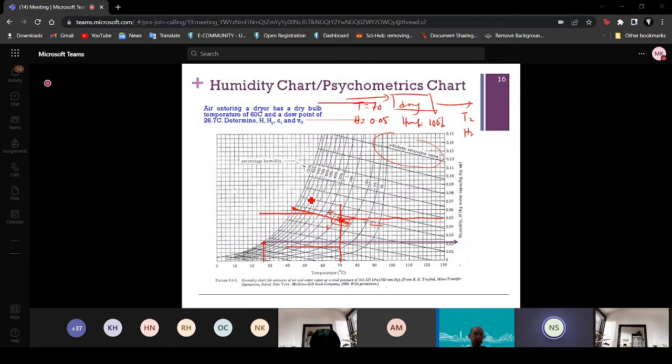So this is 100%. Okay, from 100% at the bottom, you get something like 42 or 43. And then go to your right side. This one you get 0.035 of the humidity. H, right?